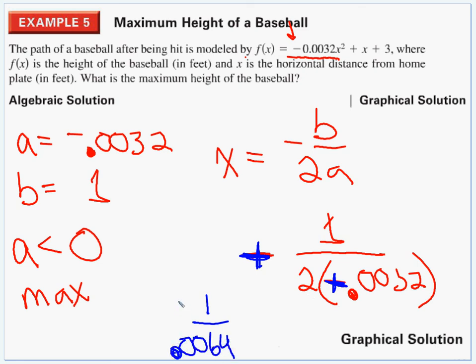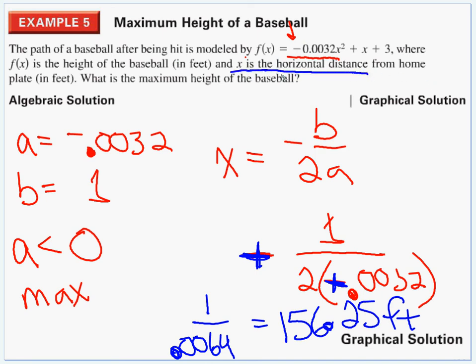0.0064, and it's usually bad manners to leave decimals within fractions. So if we punch that in the calculator, it does turn out to be a nice 156.25 feet. Now, if I go back to the setup to the problem, it says here x, what we just found, is the horizontal distance from home plate.